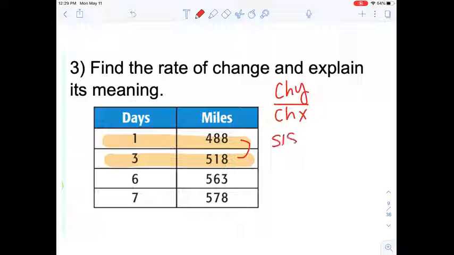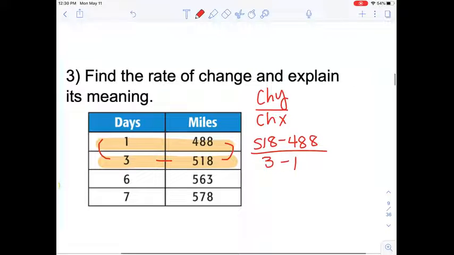And change in y. So I'm subtracting my 2 y values. I like to start with the larger one. So I'm going to do 518 minus 488. So again, just subtracting my 2 y values. Then for change in x, I'm going to do the same thing, but since I started with 518, I have to start with the number that corresponds to that, which would be 3. So I'm doing the same thing. I'm going to take 3 minus 1.